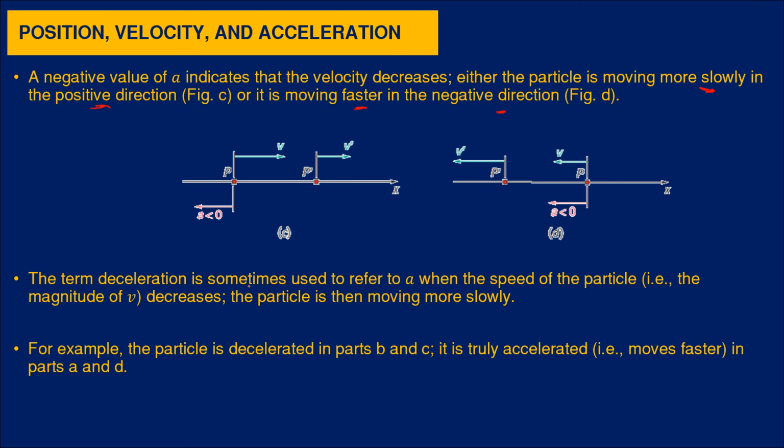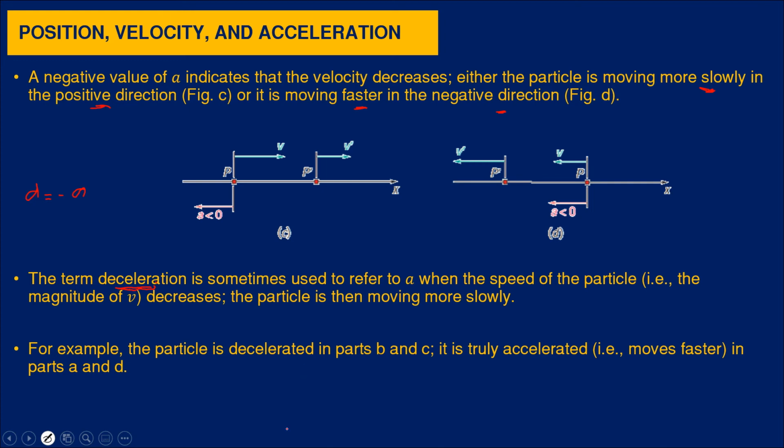The term deceleration is sometimes used to refer to a when the speed of the particle, that is the magnitude of v, decreases. The particle is then moving slowly. For example, the particle is decelerated in parts B and C. So what is deceleration? The deceleration is equal to the negative acceleration. So in this example, the particle is decelerated in parts B and C.